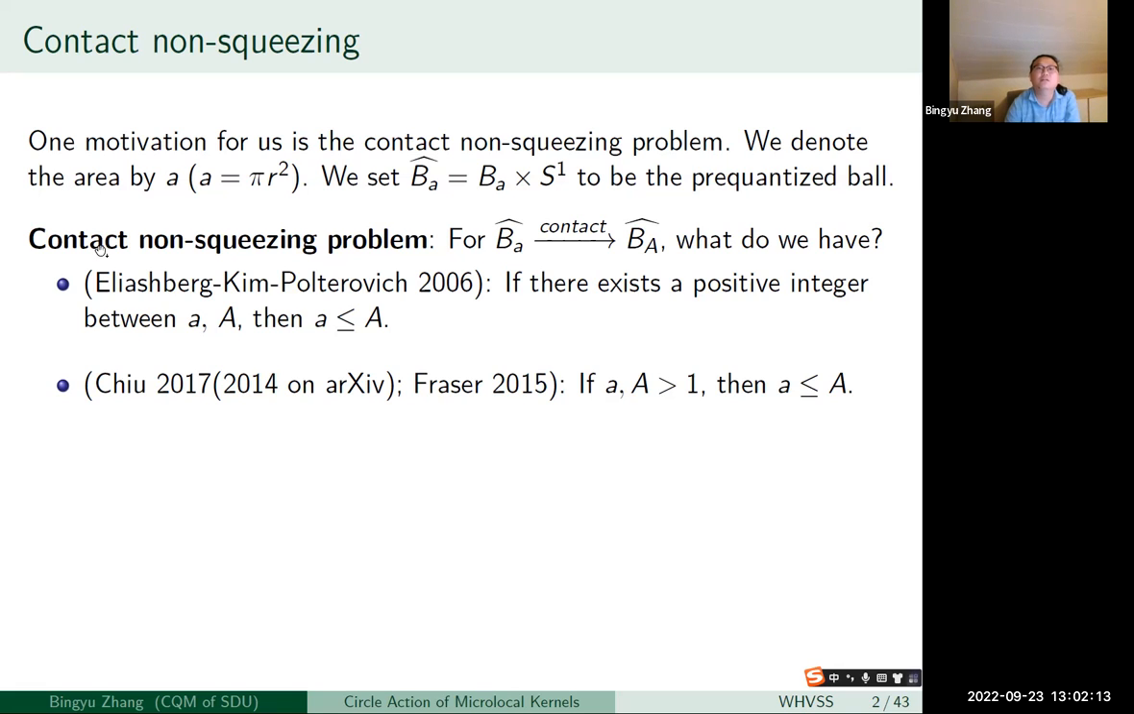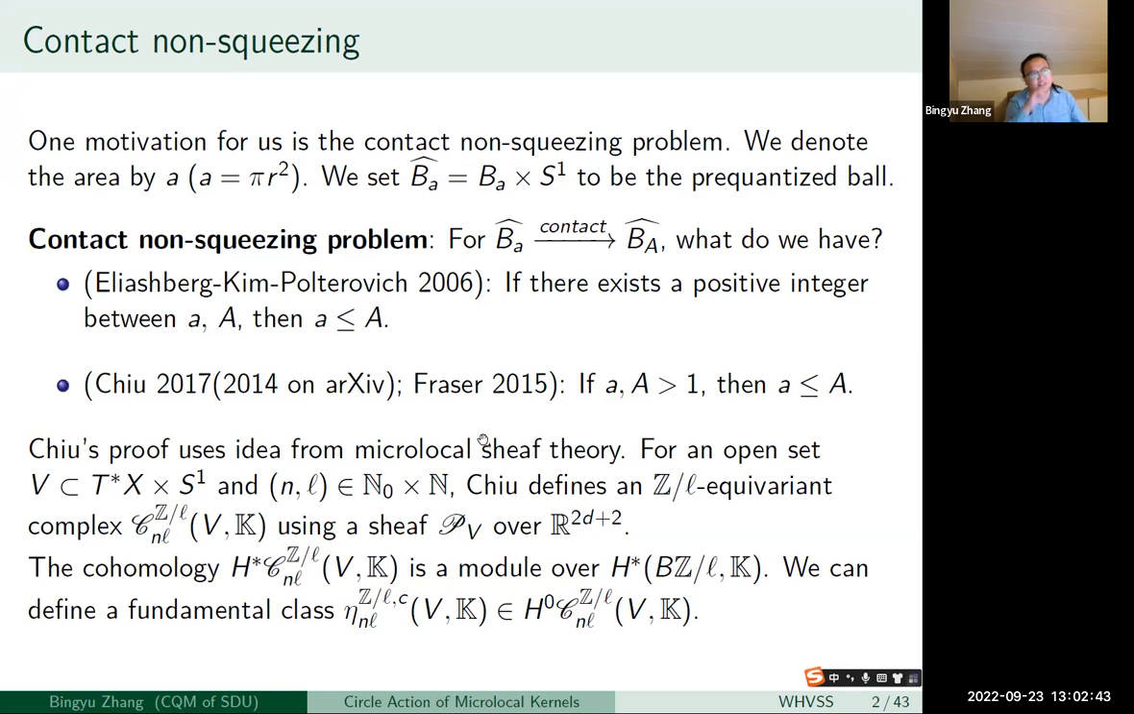The first result is that Eliashberg-Kim-Polterovich postulate that if there's an integral, positive integral between two areas, then we'll have the Euler area bound. Later, this restriction was removed by Chiu and Fraser using different methods. Today, I will mainly focus on Chiu's proof, which is based on using microlocal sheaves.